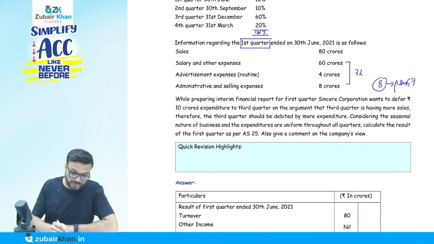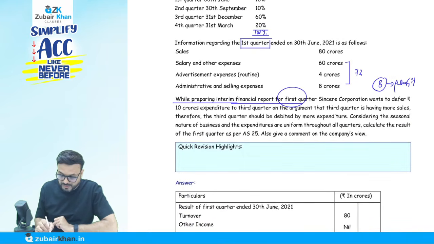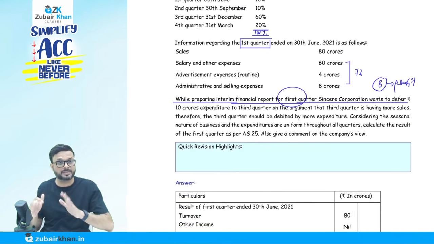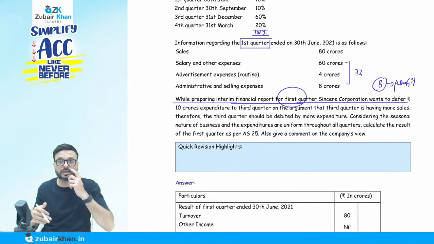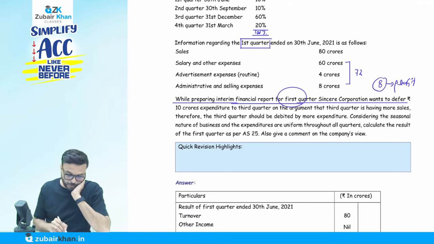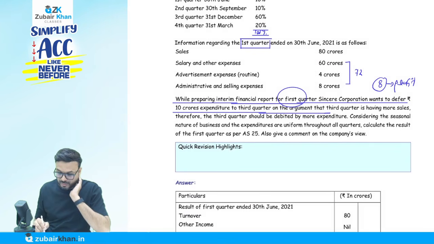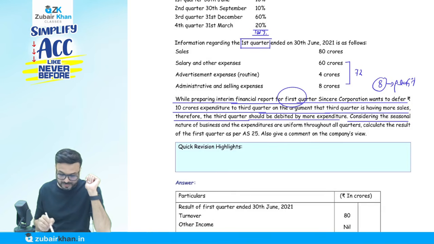Now they tell us that while preparing the interim financial report for the first quarter, Sincere Corporation wants to defer. Defer means delay, extend forward to next. Defer rupees 10 crore expenditure to the third quarter on the argument that the third quarter is having more sales. Therefore, the third quarter should be debited by more expenditure. Considering the seasonal nature of the business and expenditure being uniform throughout all quarters, calculate the result of the first quarter as per AS25. Also give comment on the company's view.